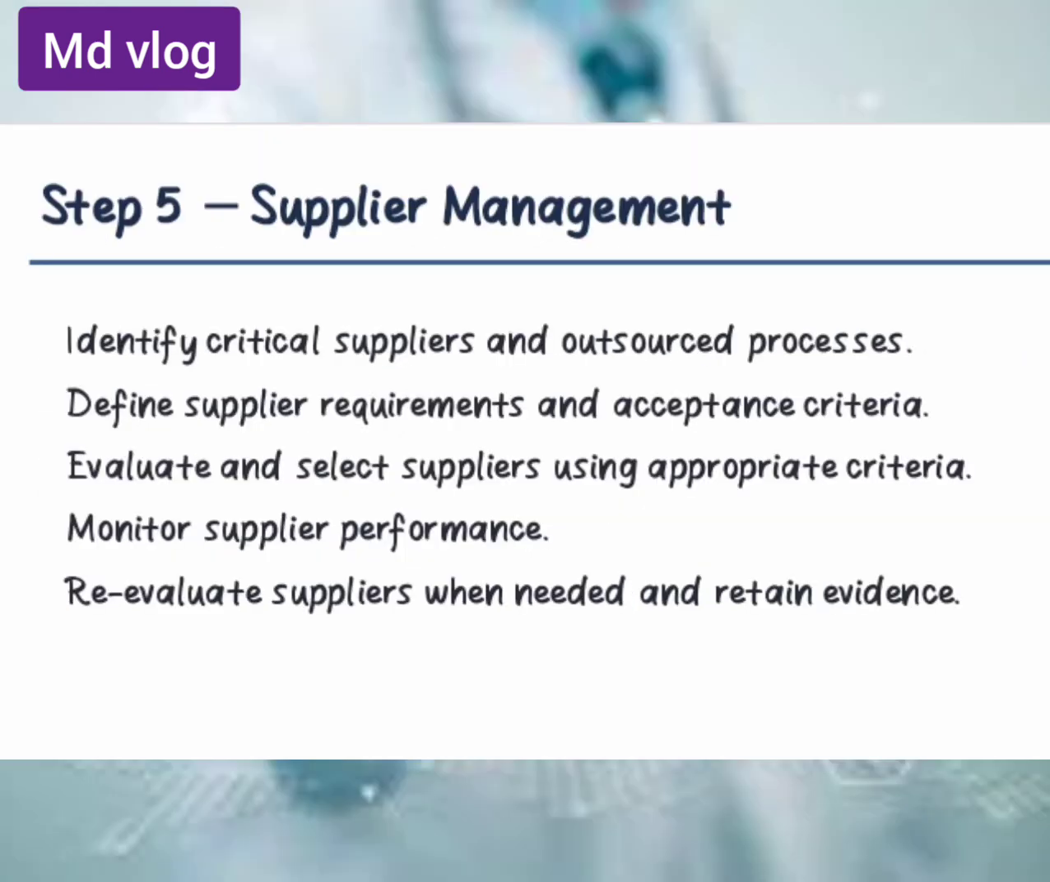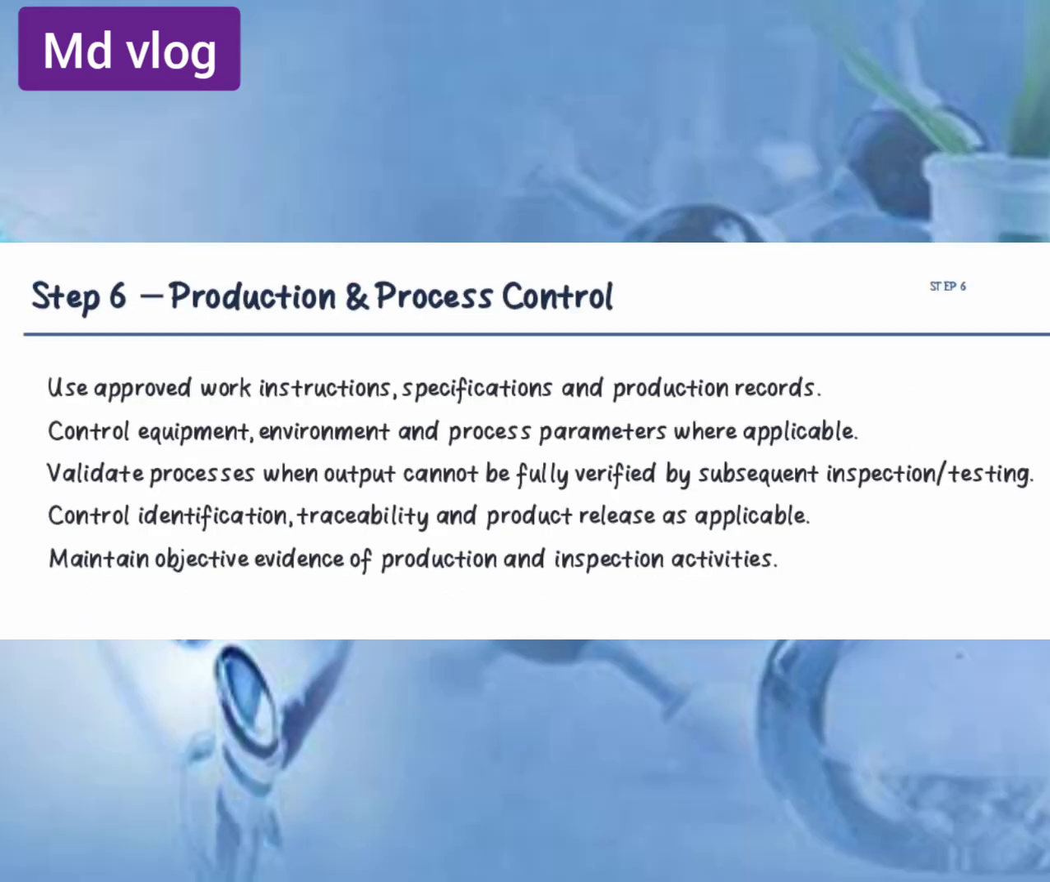And step 5 is supplier management. In it, we identify critical suppliers and outsourced processes, and define supplier requirements and acceptance criteria. We'll see an example. A critical electronic component supplier may need qualification, defined specifications, incoming controls, and ongoing performance monitoring. The level of control should reflect the risk and impact.